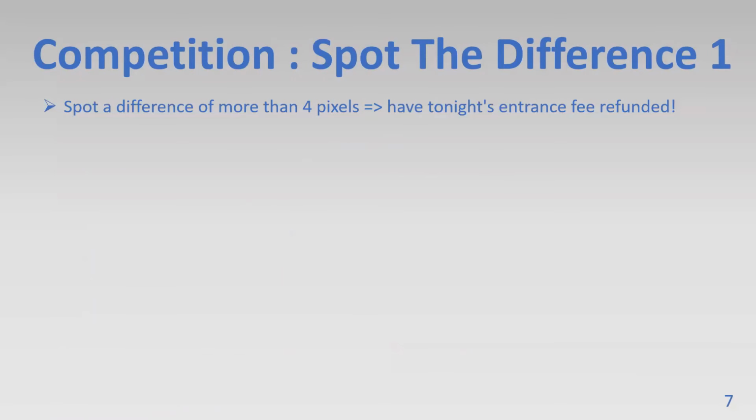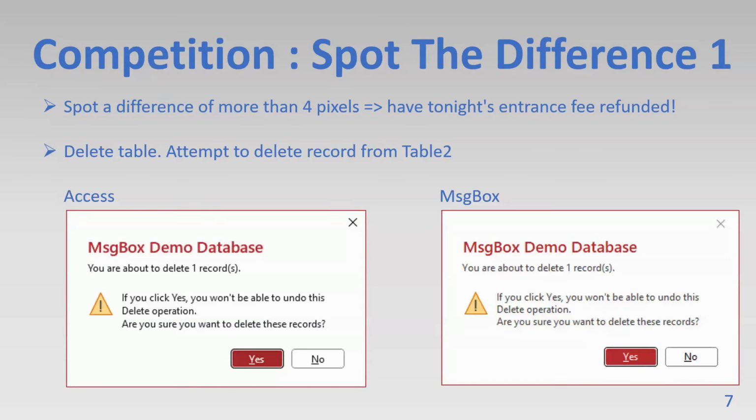We're going to have a little competition, spot the difference. If anyone could see more than 4 pixels difference between my new MsgBox and the Access one, then they can have tonight's entrance fee refunded. So that's a good prize. By the way, if you got it free, I'm going to be demanding my money back from you all.